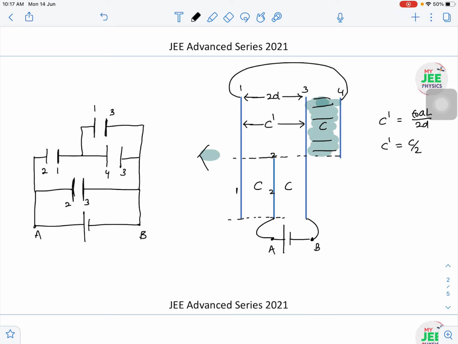Okay, hope you understood redrawing the circuit. You can pause the video here and draw on your own. Then you will understand where you are lacking or where you made a mistake. Then come back to the video and see.